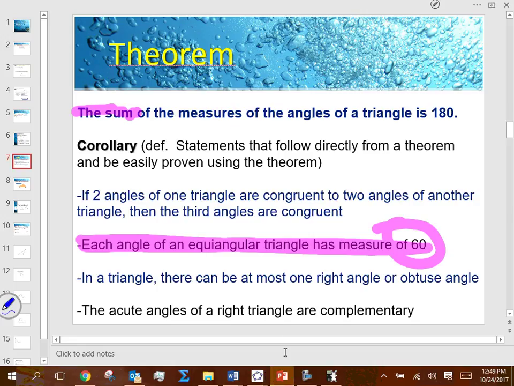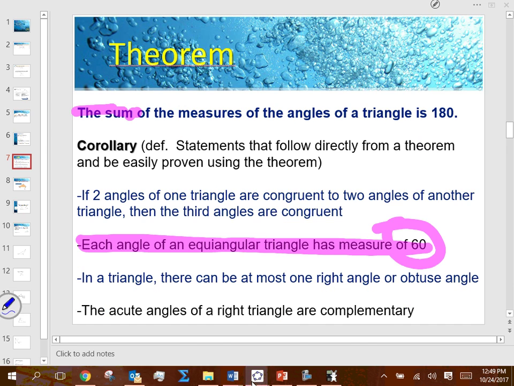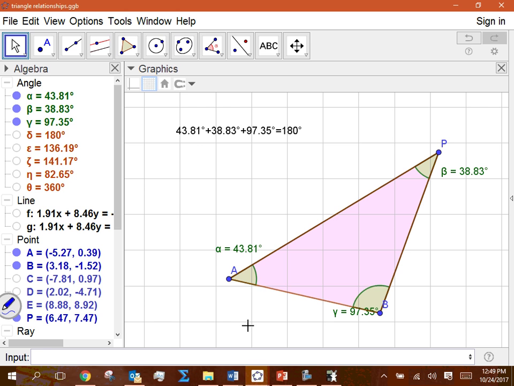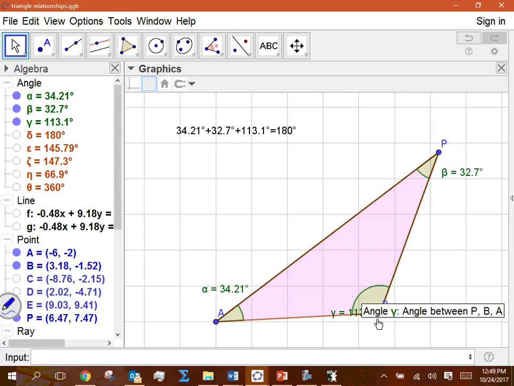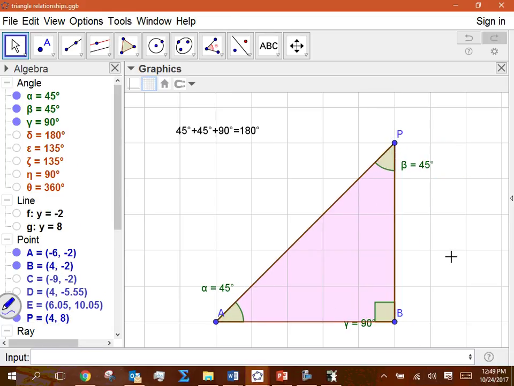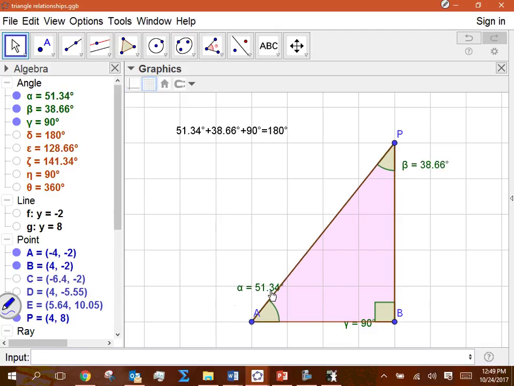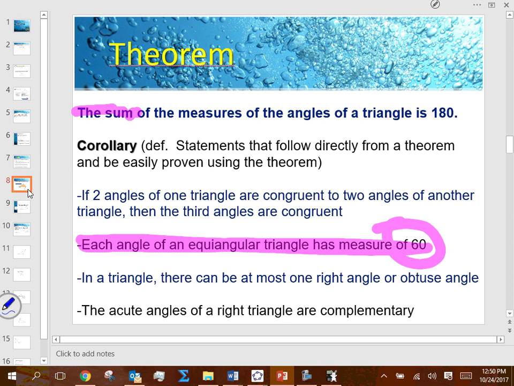If I have two angles that are acute in a right triangle, okay, there's my right triangle, right? These are the acute angles. What's 45 plus 45? 90. If I do it this way, what is 51.34 plus 38.66? 90. The acute angles add up to 90. And that's what complementary means, right? So those are all features that we're going to use throughout the course that become very important.